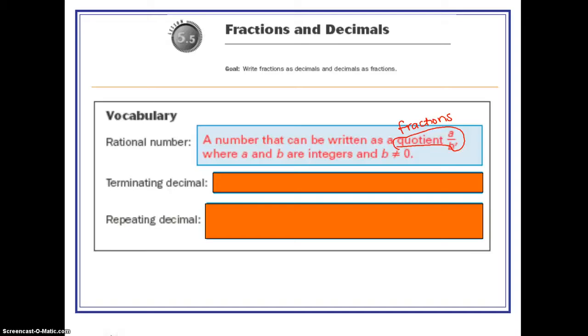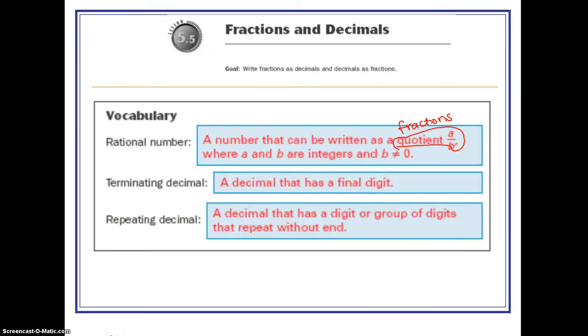Most numbers are rational. A terminating decimal has a final digit, whereas a repeating decimal has a digit or group of digits that repeat without end.